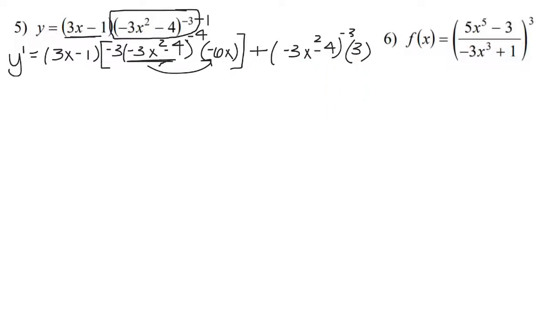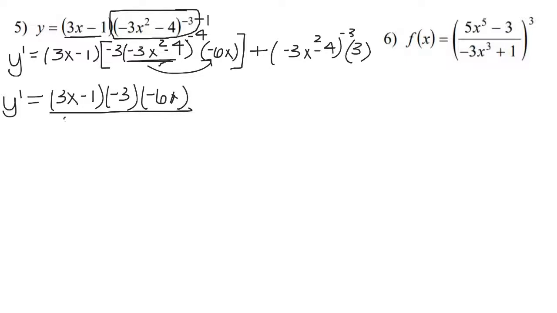And now the only thing that they're picky about is negative exponents, right? So let's see what we've got here. Y prime equals, so we know 3x minus 1 doesn't have a negative exponent, so it stays where it's at. Negative 3 doesn't have a negative exponent. Negative 6x doesn't. And then what goes to the bottom? Whatever has the negative exponent, which is negative 3x squared minus 4 raised to the positive 4 now.